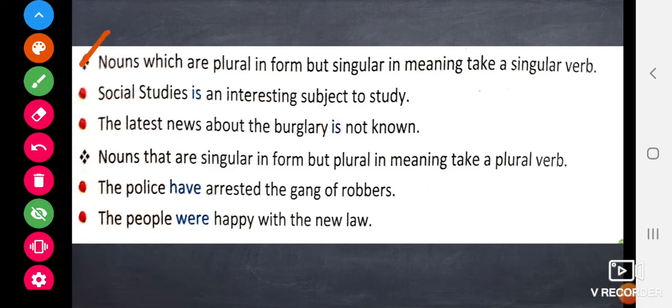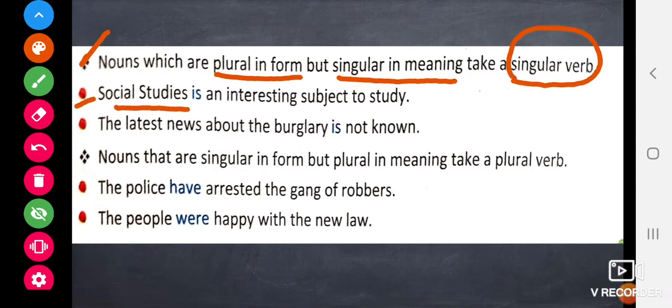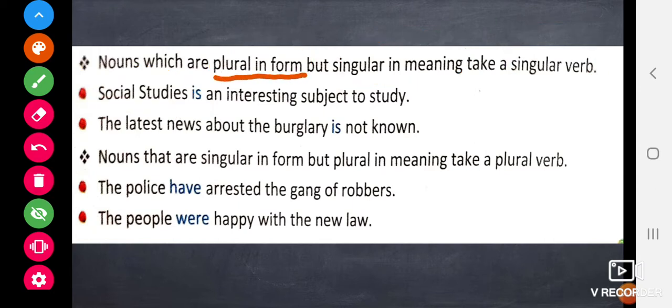According to the next rule, nouns which are plural in form but singular in meaning take a singular verb. Look at this example. Social studies is an interesting subject to study. Social studies is plural in form because we have an S here. But it is singular in meaning because social studies is only one subject. That means it is singular. So whenever there's a subject which is plural in form but singular in meaning, the verb is singular.